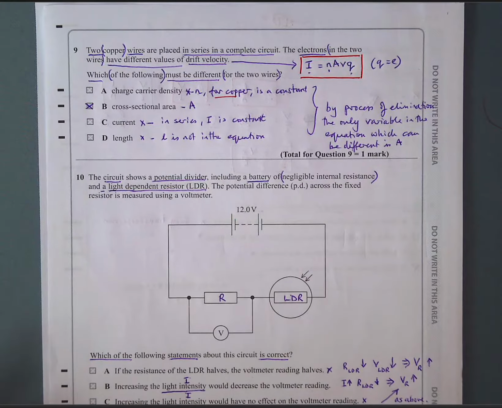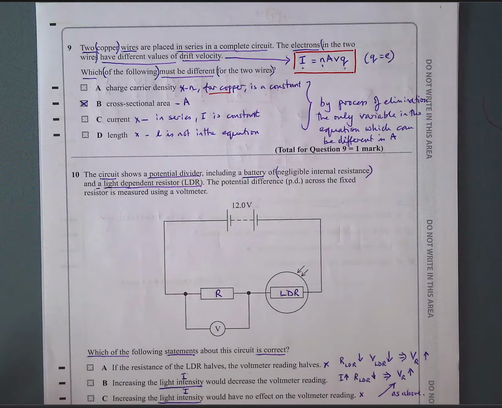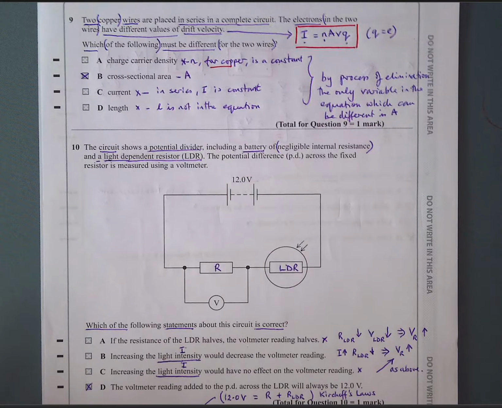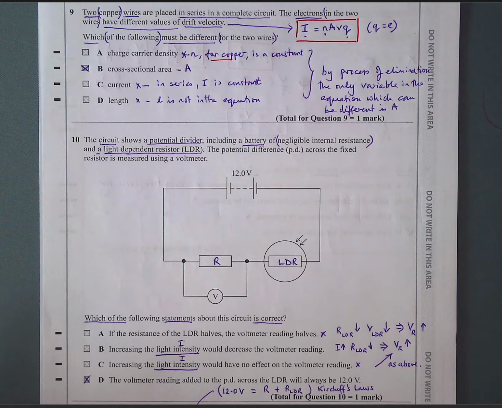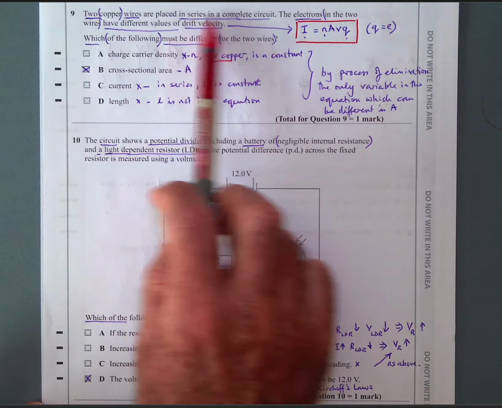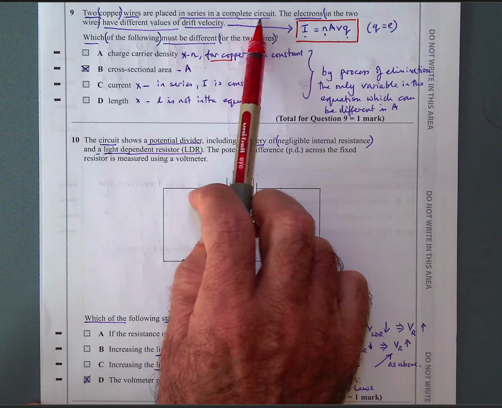Okay, questions 9 and 10. I must remember to move the video up, so I'll do that now before I forget, so you can actually see both questions in the screen. Okay, 2 copper wires are placed in series in a complete circuit.